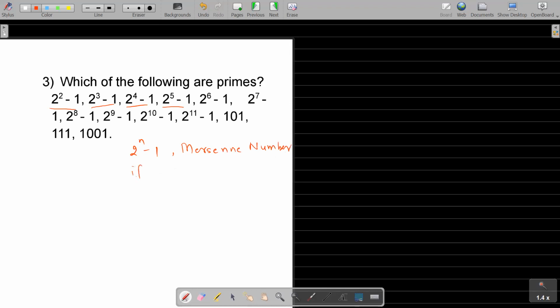So Sir, how to solve this? If it is prime, wait, I'll explain everything. If such a number is prime, that is called a Mersenne prime.